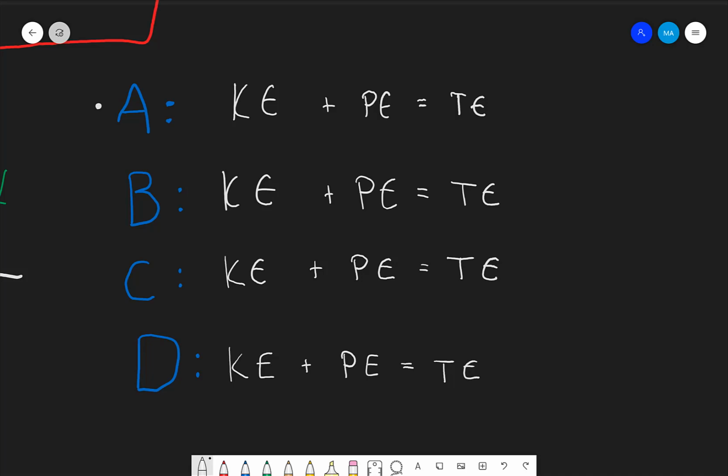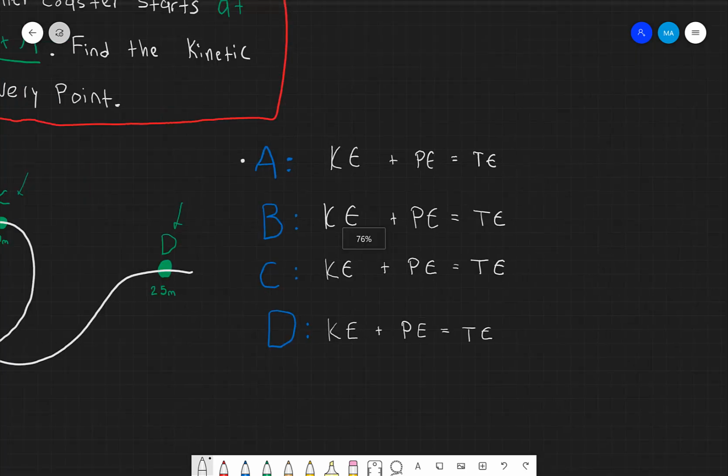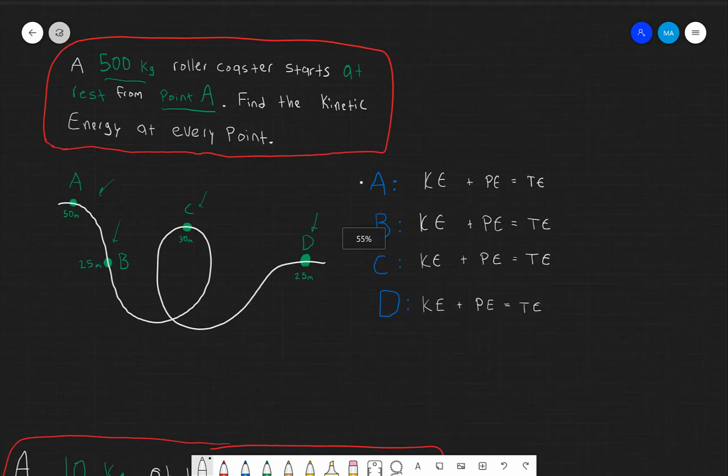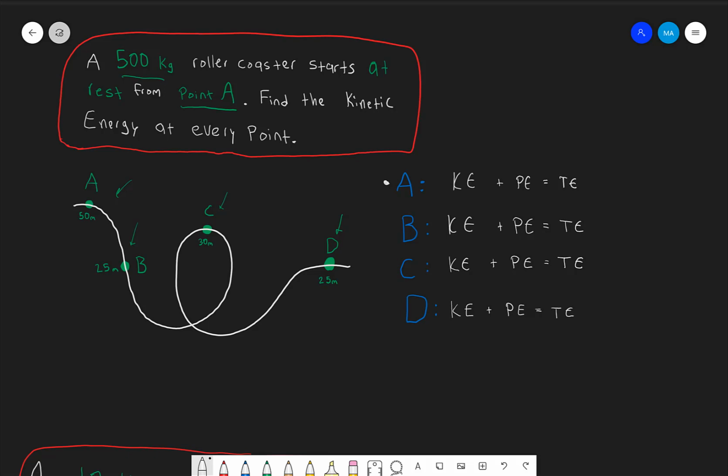So for every single one of these, I wrote down the fact that the kinetic energy plus the potential energy equals the total energy. What's important about this is that what I wrote right here, KE plus PE equals TE, even though these all look the same, these are not four different copies of the same equation. And the reason why they're not is because this is the kinetic energy at point A, and the potential energy at point A. This is the kinetic energy at point B, potential energy at point B. The kinetic energy at point C, the potential energy at point C, and then at D and D.